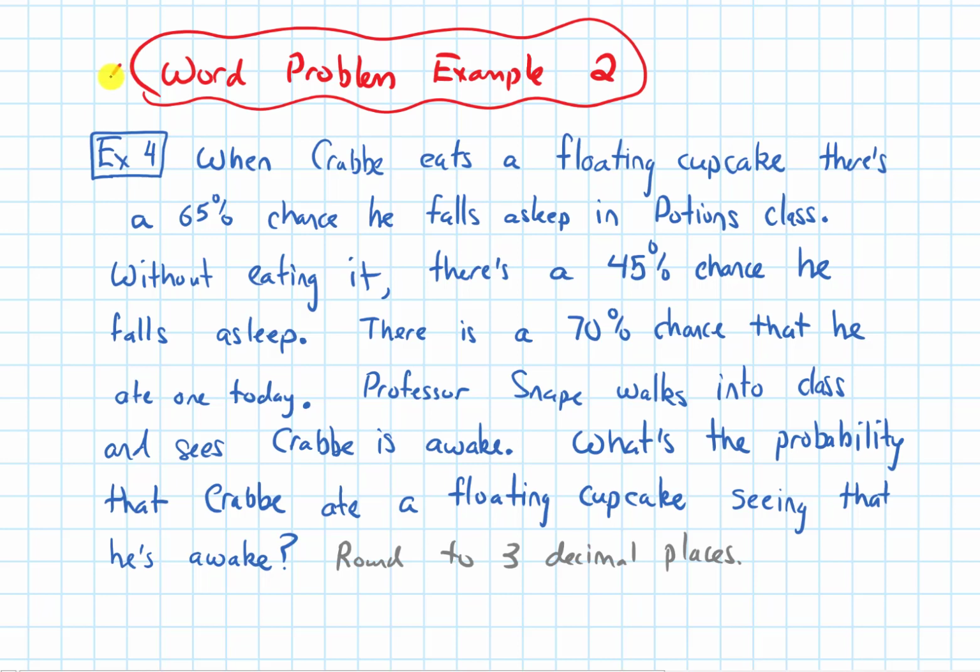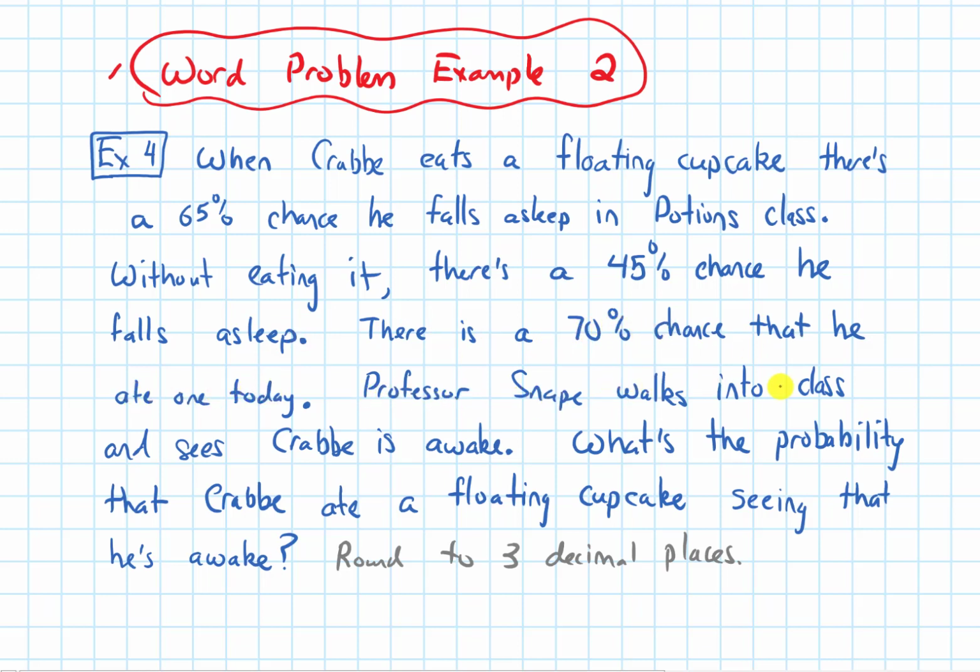In this video, we will do a second word problem example in this section on stochastic processes. The example says, when a crab eats a floating cupcake, there is a 65% chance that he falls asleep in potions class. Without eating it, there's a 45% chance that he falls asleep. There is a 70% chance that he ate one today.